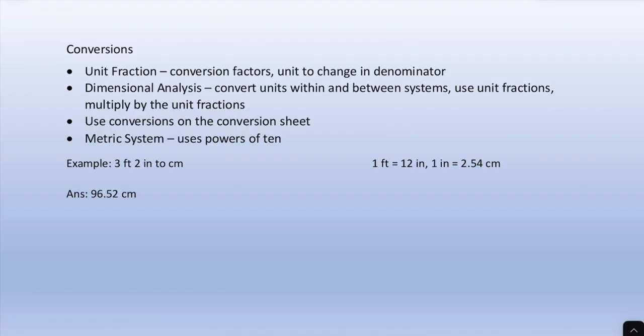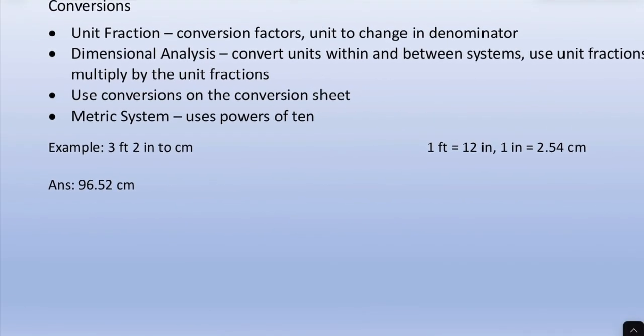Let's do another one. They say that we have 3 feet 2 inches and we want that to go to centimeters. Now we have 2 facts. A foot is 12 inches and an inch is 2.54 centimeters. So we're going to take 2 steps to solve that problem.